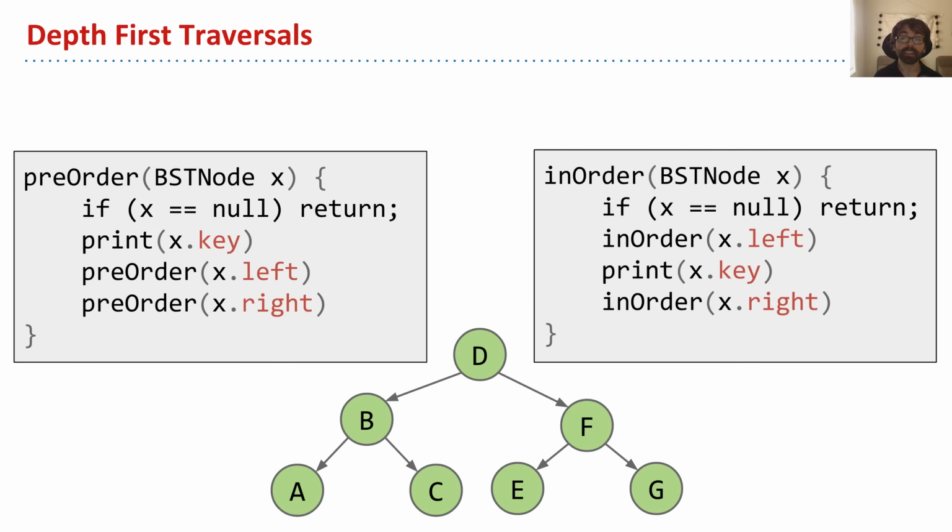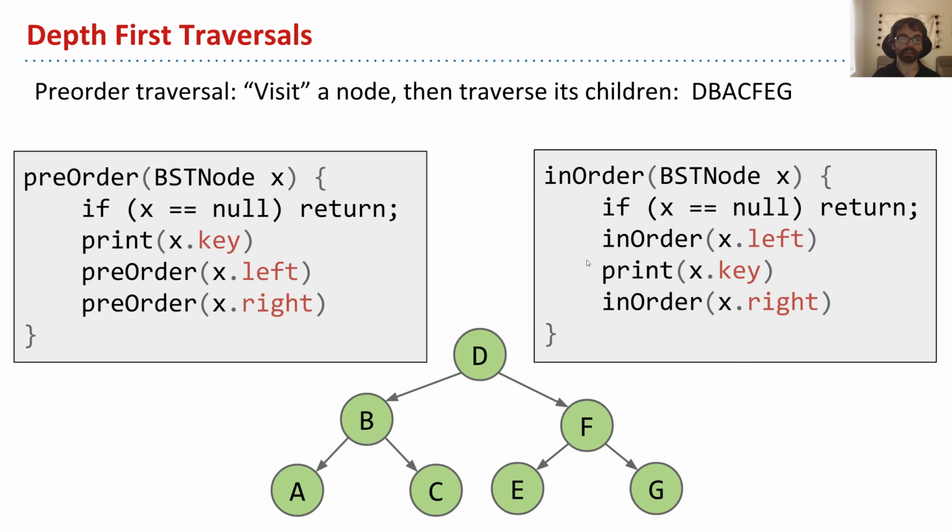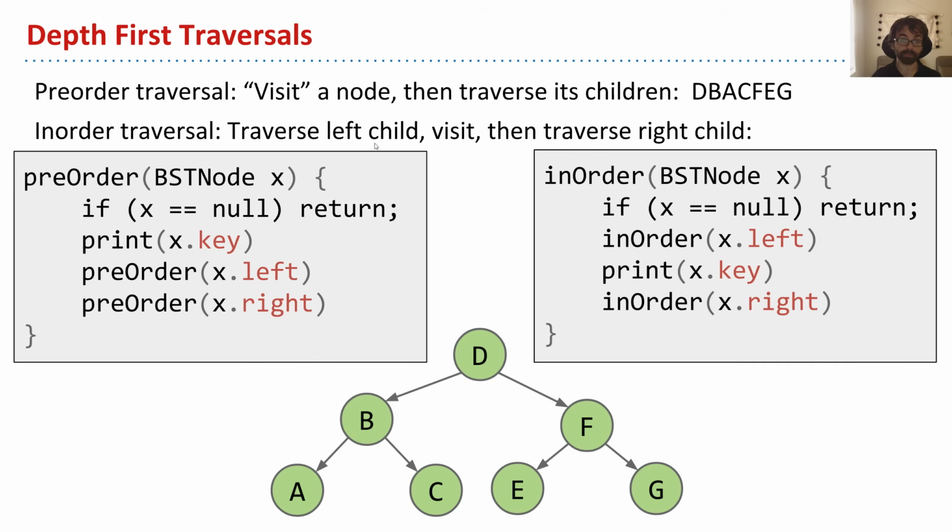By contrast, the in-order traversal looks like so. In this case, I will first in-order traverse the left side, and only then will I visit the nodes. With an in-order, we traverse the left child, visit, then traverse the right child. So when we start at D, we don't print yet. We're not going to visit yet. We're actually going to finish the in-order traversal of the left side.